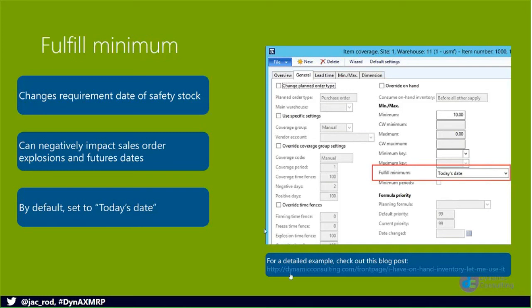So the fulfill minimum, I did a blog post on this one too on my blog, and you can see the link down here to get to that if you're interested.